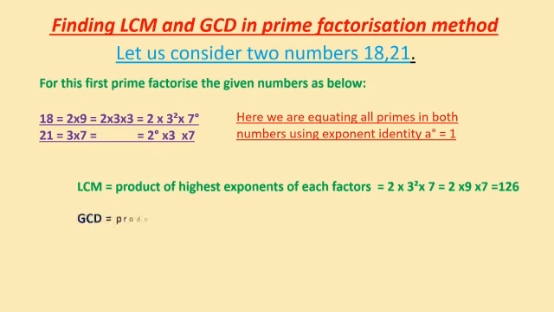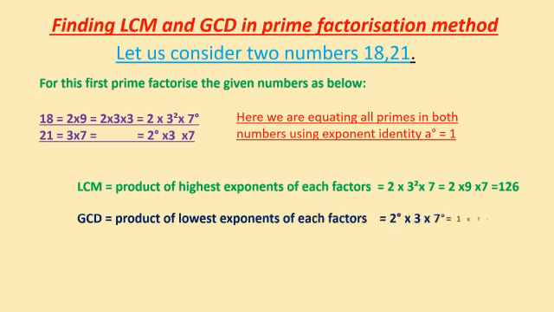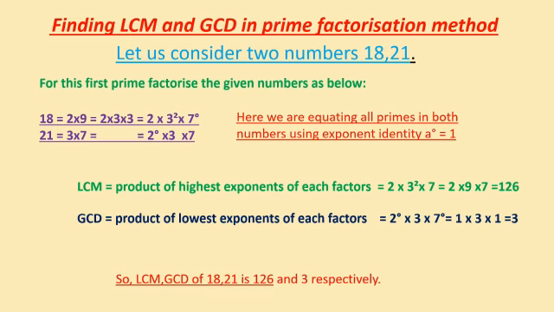Now GCD, the product of lowest exponents of each factor. So we have to take the lowest exponents from each row. In the first row it is 2 power 0, in the second row 3, and in the third row 7 power 0, whose values, 2 power 0 and 7 power 0, are 1. So the GCD is 1 into 3 into 1, that is 3. So the LCM and GCD of 18 and 21 are 126 and 3 respectively.